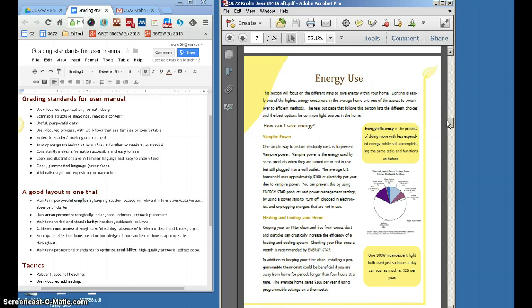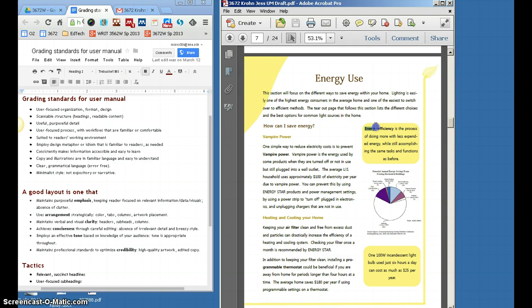Now, emphasis is also demonstrated in things like your titles and subtitles. So energy use is clearly related to sustainability. Vampire power, the word power is related to energy. Heating and cooling are examples of power usage. So all of these elements are working together to create that emphasis that I'm talking about.